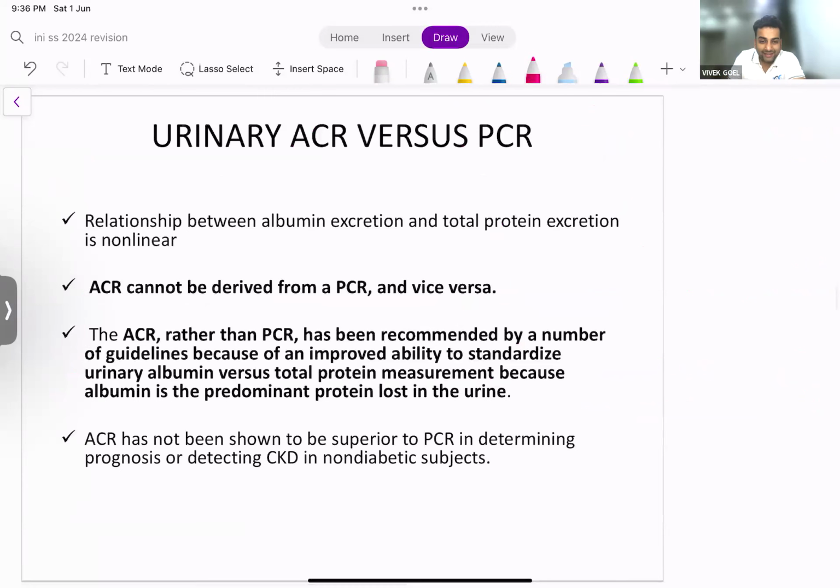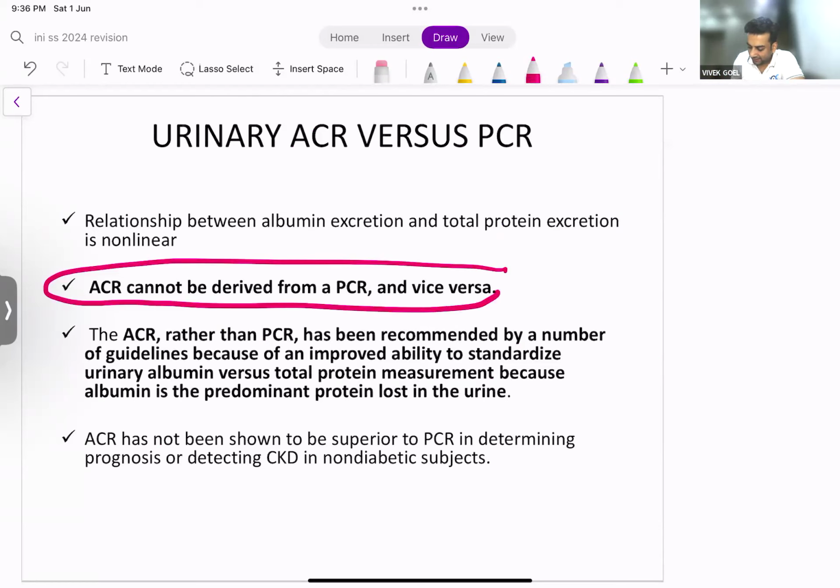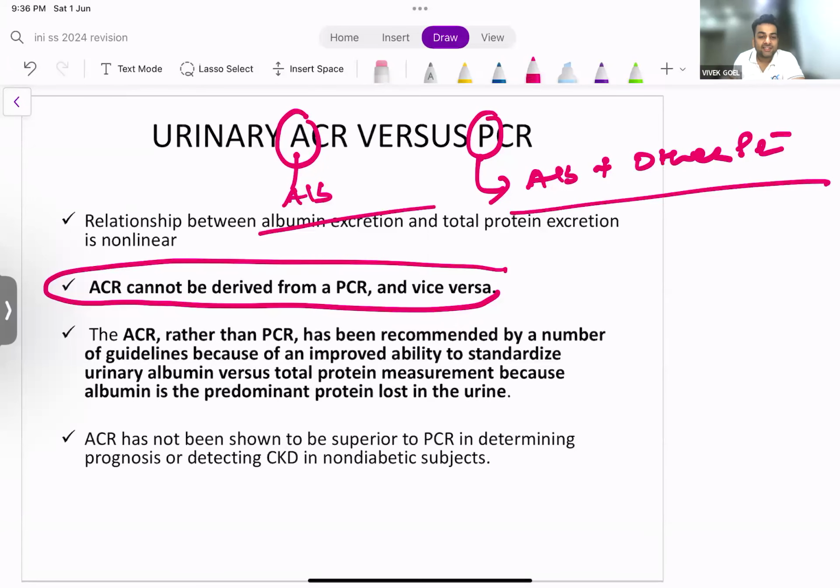Now, urine ACR versus urine PCR. Please understand, ACR cannot be derived from PCR and vice versa. As the name implies, ACR only has the albumin, and protein creatinine ratio has albumin plus other proteins. So the name says it all.